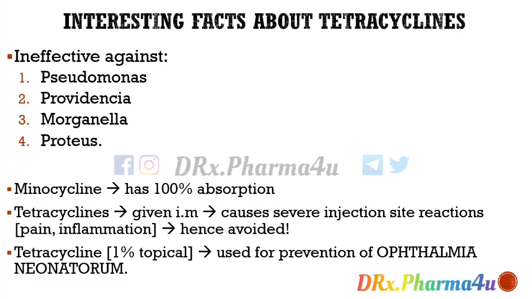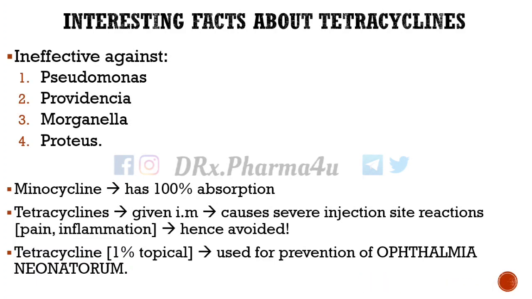Minocycline has 100% absorption. Tetracyclines are usually given IV or oral. The problem is if tetracyclines are given intramuscular, it causes severe injection site reactions. It can cause pain and inflammation. And that is why tetracyclines should never be given intramuscular. It is given IV or oral.